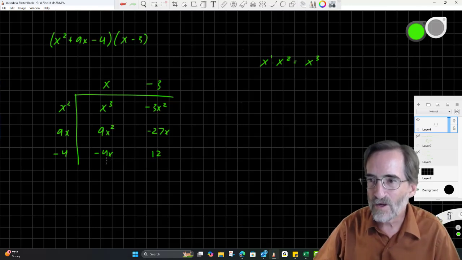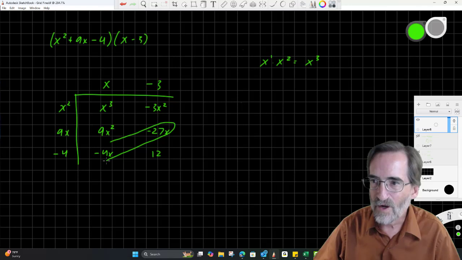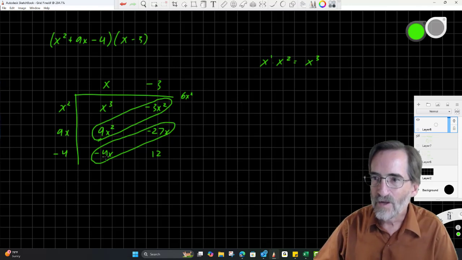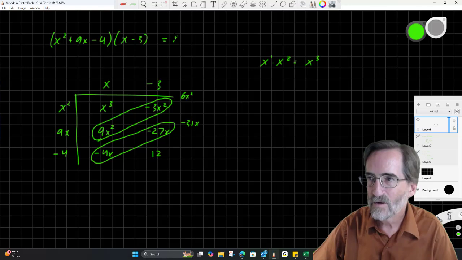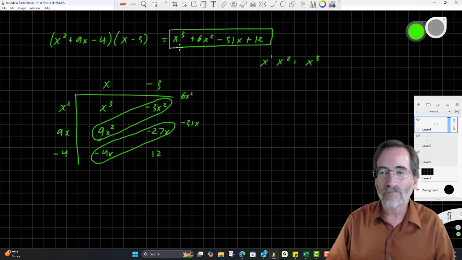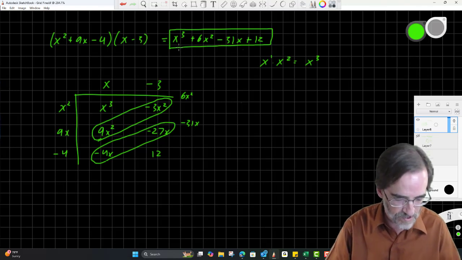And now we've got several upward diagonals. We've got this upward diagonal, and we've got this upward diagonal. Okay, 9x squared minus 3x squared is 6x squared. Negative 4x and negative 27x is negative 31x. So we have x cubed, x to the third power, plus 6x squared minus 31x plus 12. Okay? So that's how to do it with a bigger problem, and you can make this problem just as big as you possibly can think of.